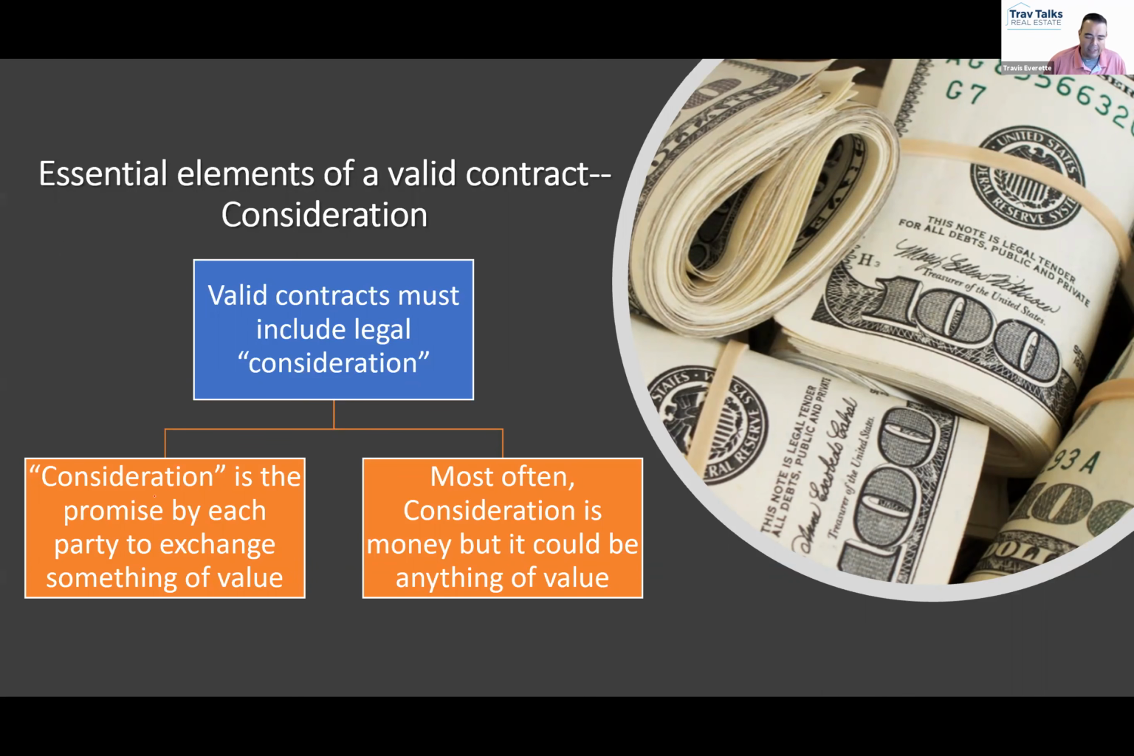The second essential element of a valid contract, or the second thing that must be present in order to have a valid contract, is that the contract has to include something called consideration.